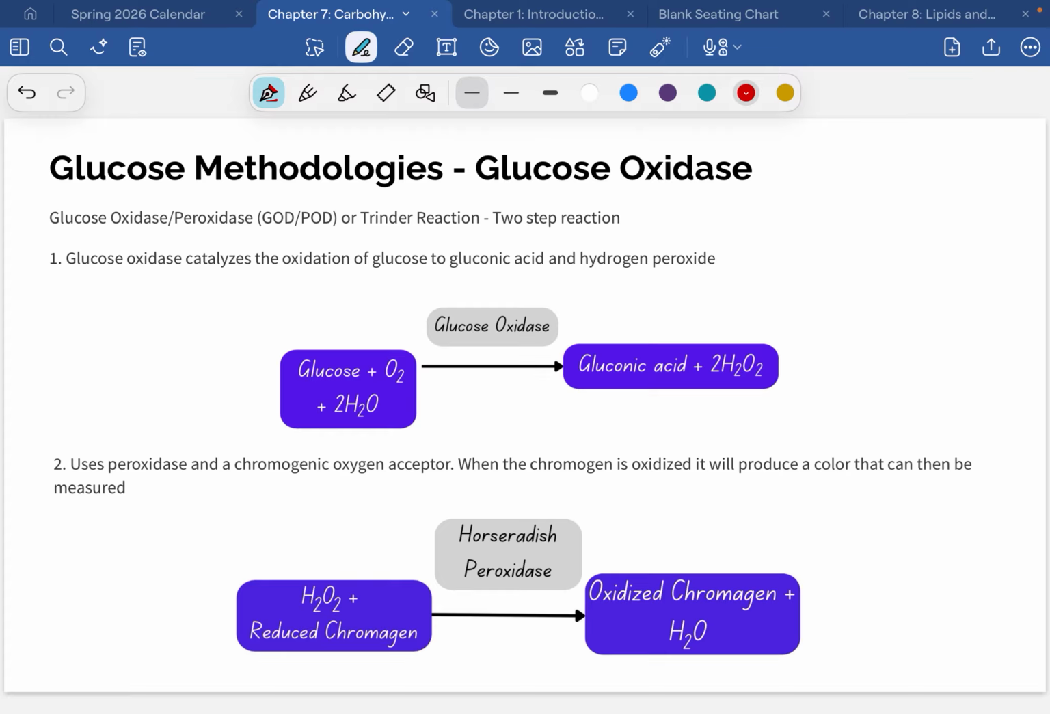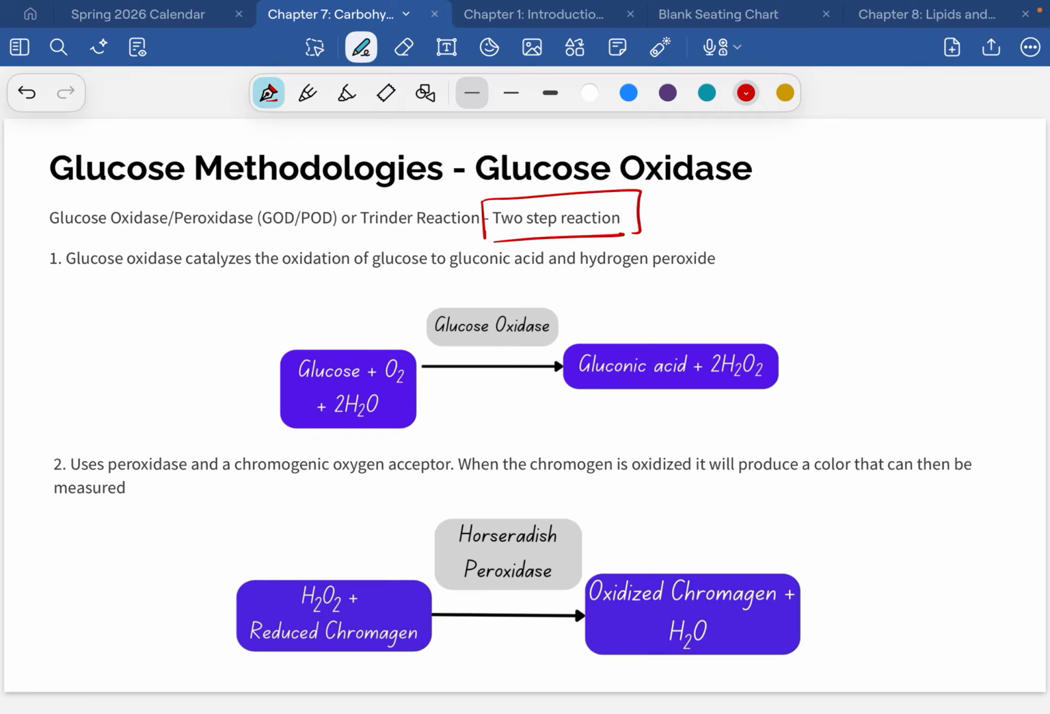So talking about glucose methodologies, these are the tests that we do to test for glucose in a lab or in a home glucose monitoring system. This is how we take a tube of blood and figure out how much glucose there is in this person's blood. And our first method is something called glucose oxidase. And a lot of these reactions are going to be what we call two-step reactions.